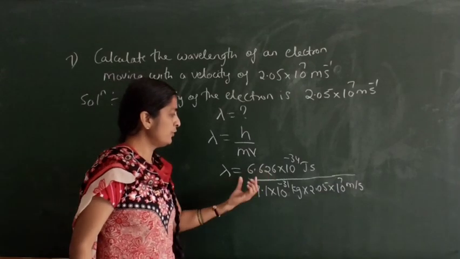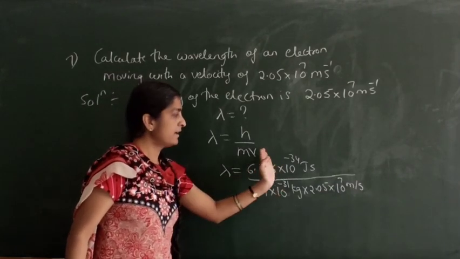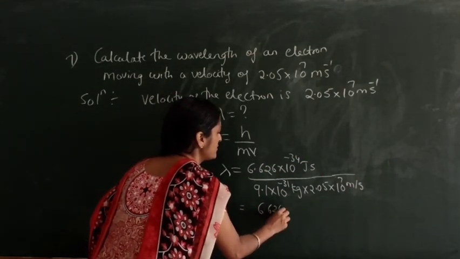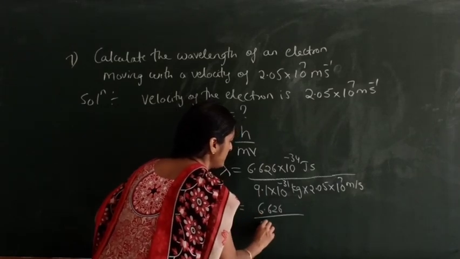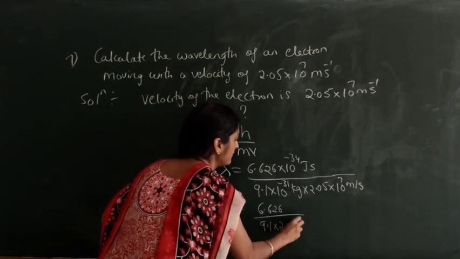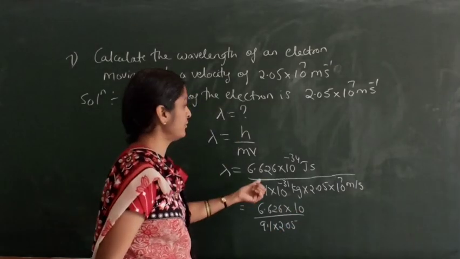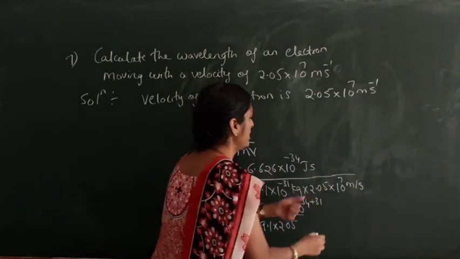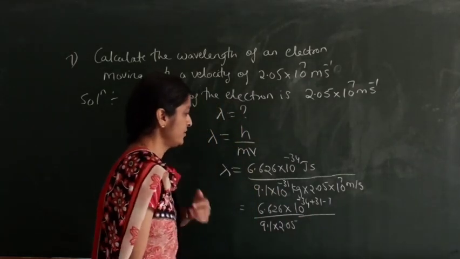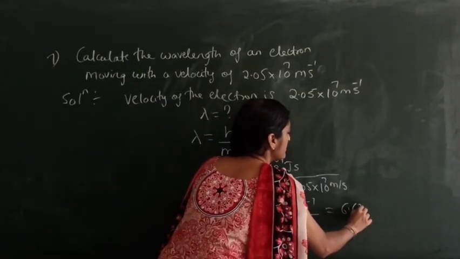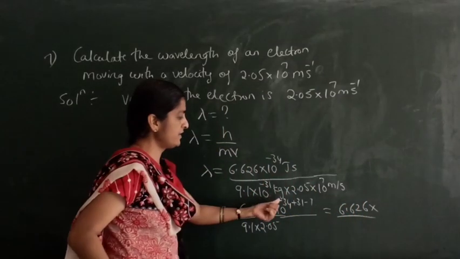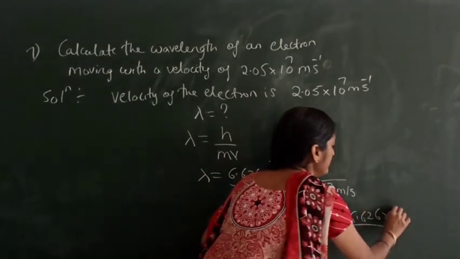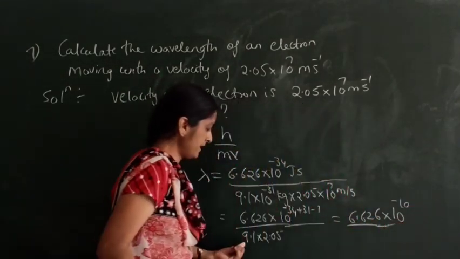Here you group the numbers together and write the powers of 10 together. So what do you get? 6.626 divided by 9.1 into 2.05, and taking the powers of 10 together, 10 raised to minus 34. When the minus 31 goes to the numerator it becomes plus 31, then you have minus 7. So 6.626 into 10 raised to minus 34 plus 31 is minus 3, minus 3 minus 7 is minus 10. This is divided by 9.1 into 2.05.